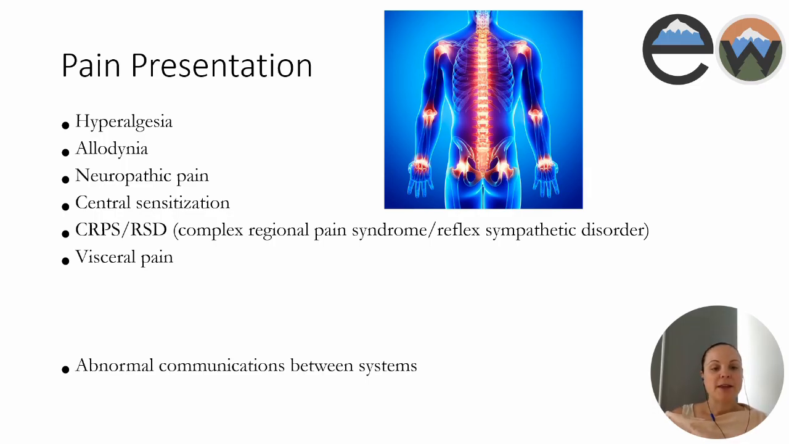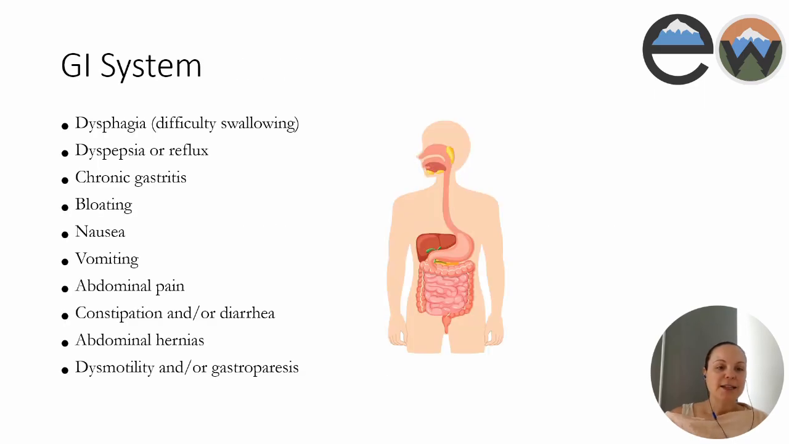And then, so all of these abnormal communications between the different systems, right? So when there are chronic pain presentations, there is a miscommunication that is happening somewhere, and we need to retrain the body. The GI system, so many things. I'll have separate talks, of course, on this, as I will on the neurological and pain systems.